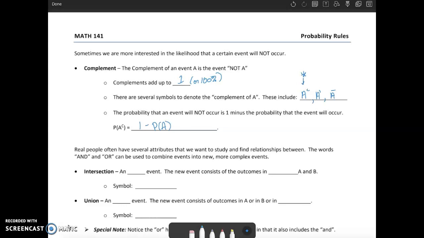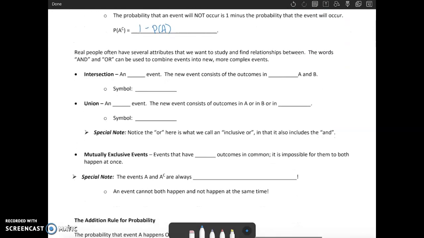Another more advanced probability rule is the idea of intersections and unions, because a lot of times people have various attributes, or objects do, and we want to use the words and or or to combine those into new, more complex events. So intersection is an and event: a new event that consists of outcomes in both A and B. The symbol for this is A, then an upside down U, then B. That is the intersection symbol.